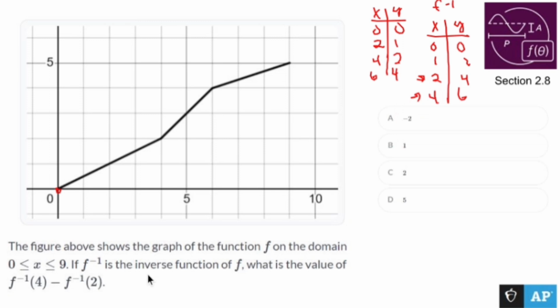And so when I want to do this, f inverse of 4 is 6. Write that down here. f inverse of 2 is 4. And 6 minus 4 is this little tiny 2 right there.